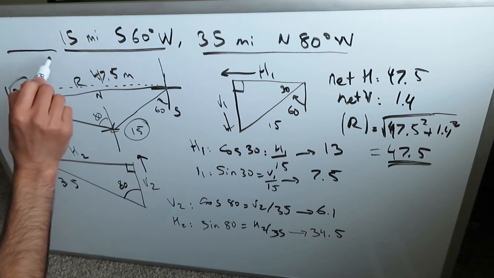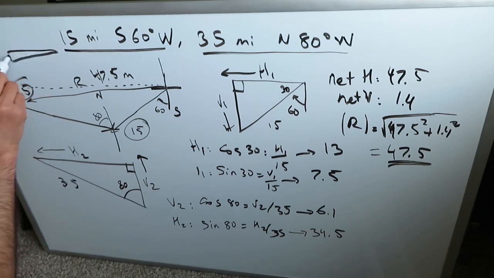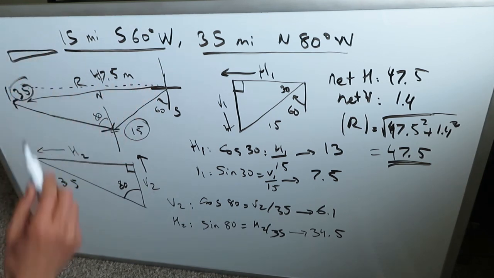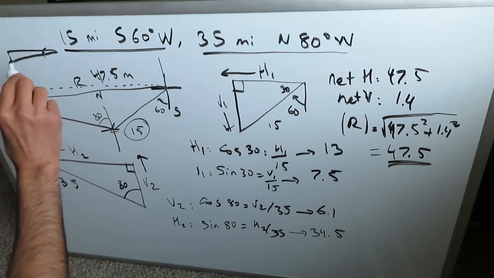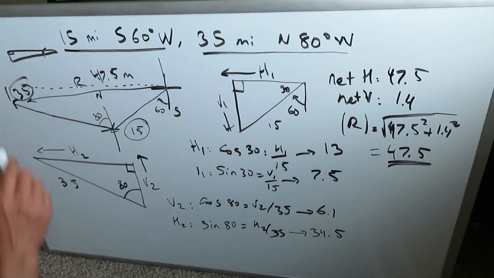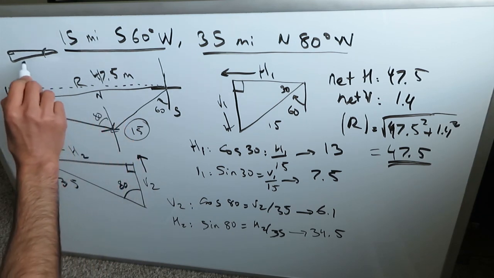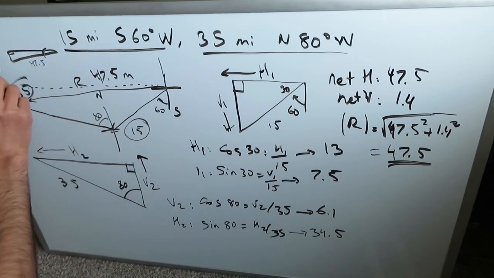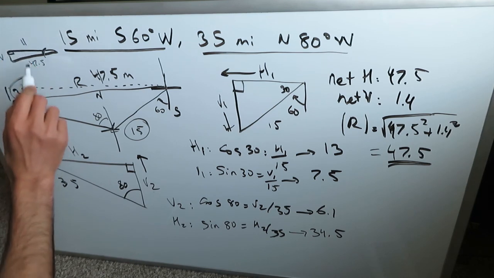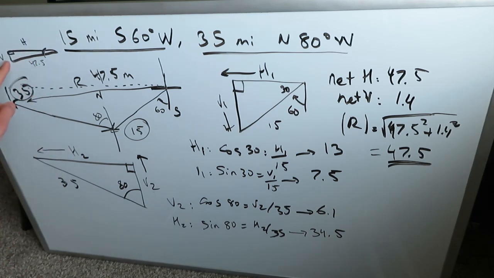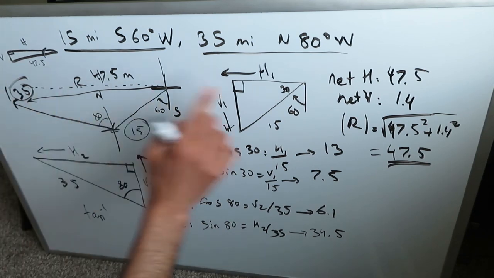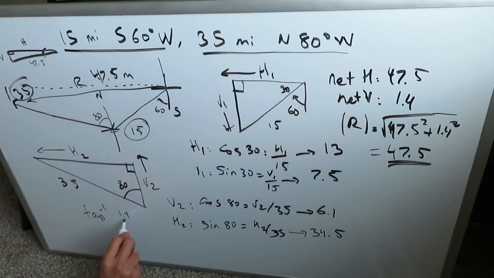A very long triangle upside down. Here's my angle over here, my reference angle. Here's my 90-degree line, and my resultant magnitude here is 47.5. And I have a net vertical here, I have a net horizontal here. So with reference to the angle, the vertical is the y component and the horizontal is the x component. So it's going to be inverse tan, the vertical component net 1.4 divided by the horizontal component net 47.5.